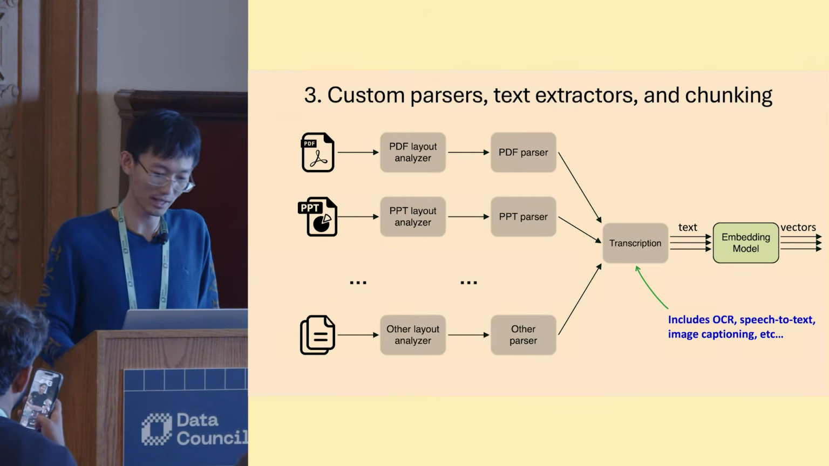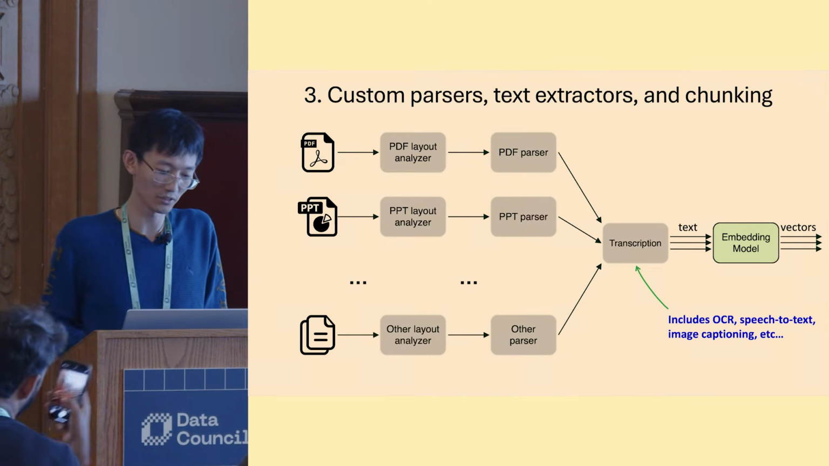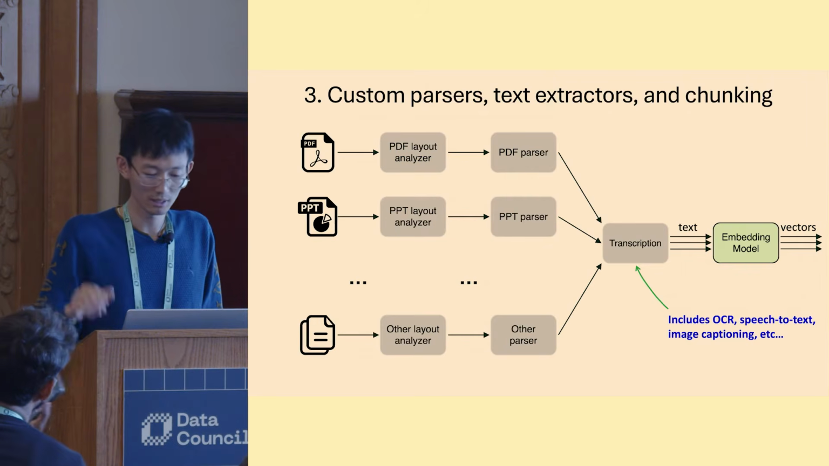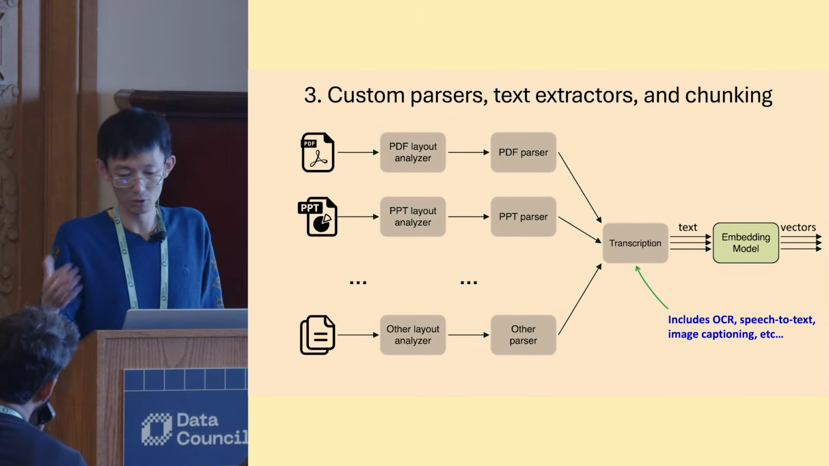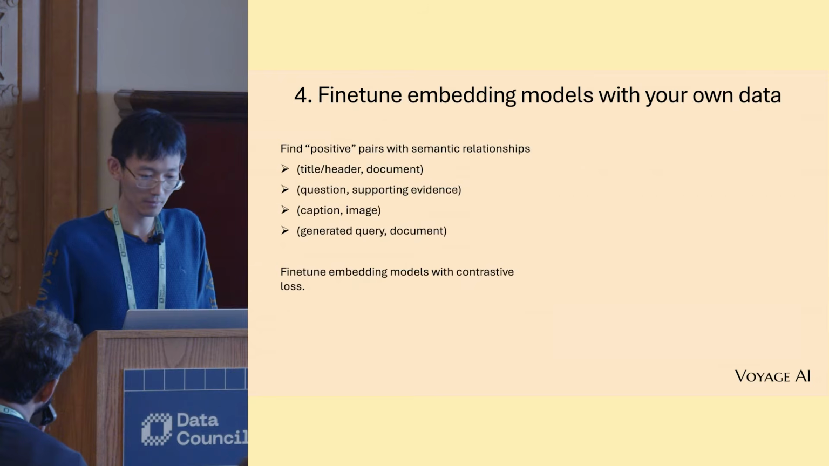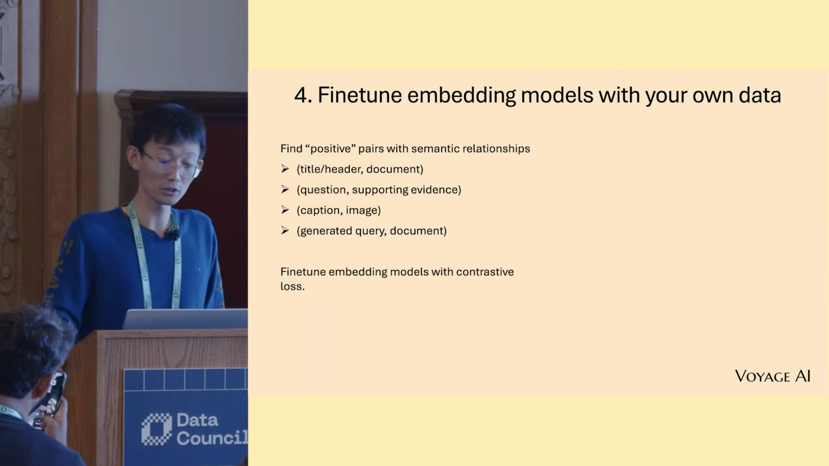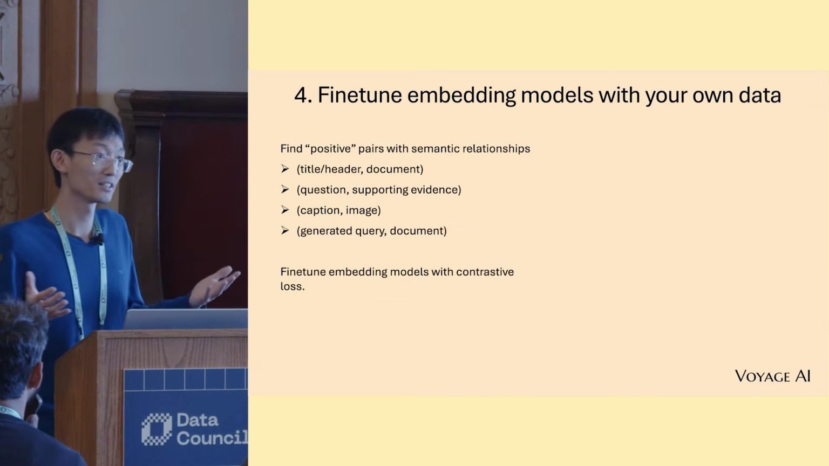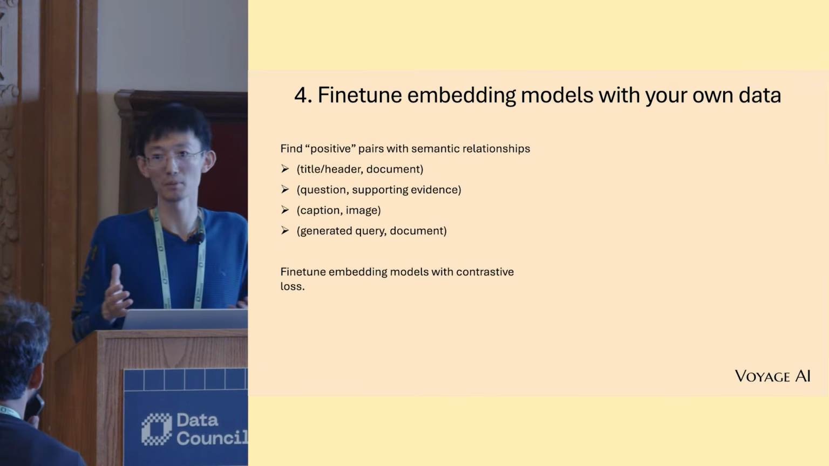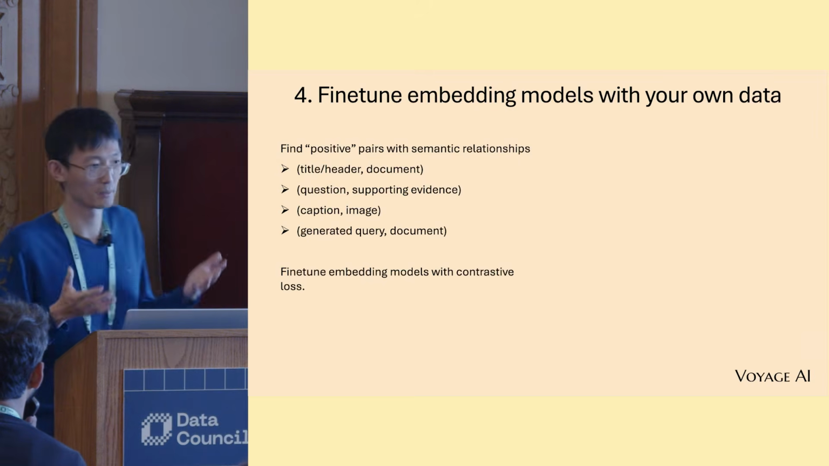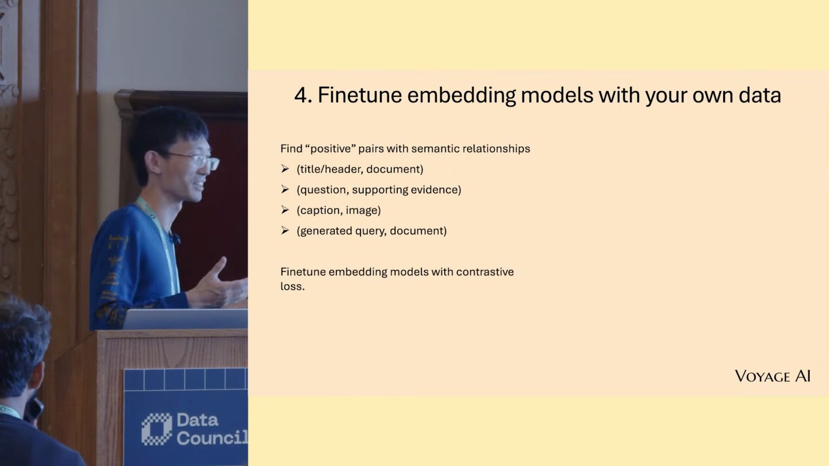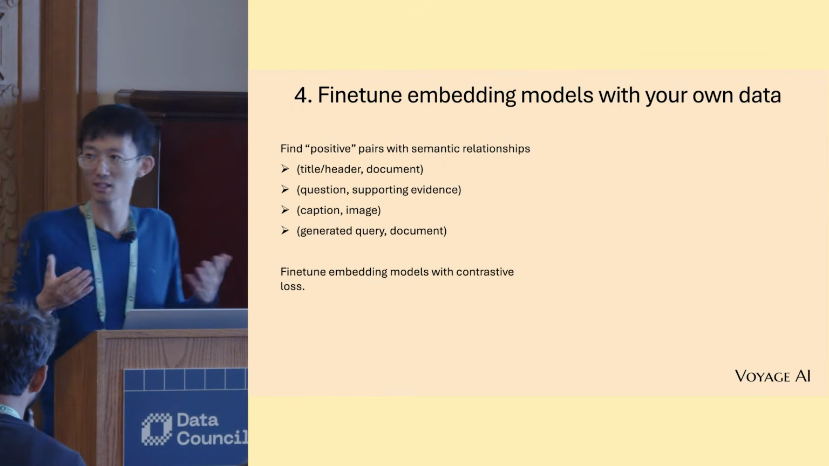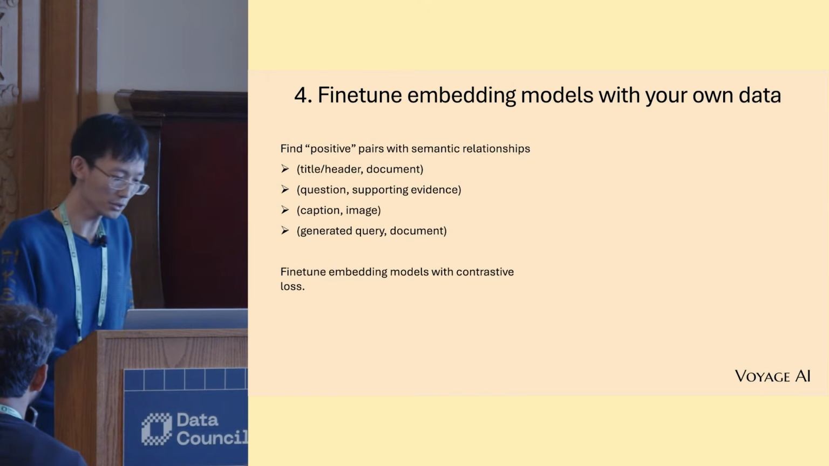So basically, as this shows, you're taking multiple different types of data, and you do some layout analysis, some parsing, transcription, and then you apply embedding models. You can also fine-tune the embedding models. This is like training a customized librarian for a special library. For example, if it's a chemistry library, I think the librarian needs to speak the chemistry language to some degree and understand the details better.